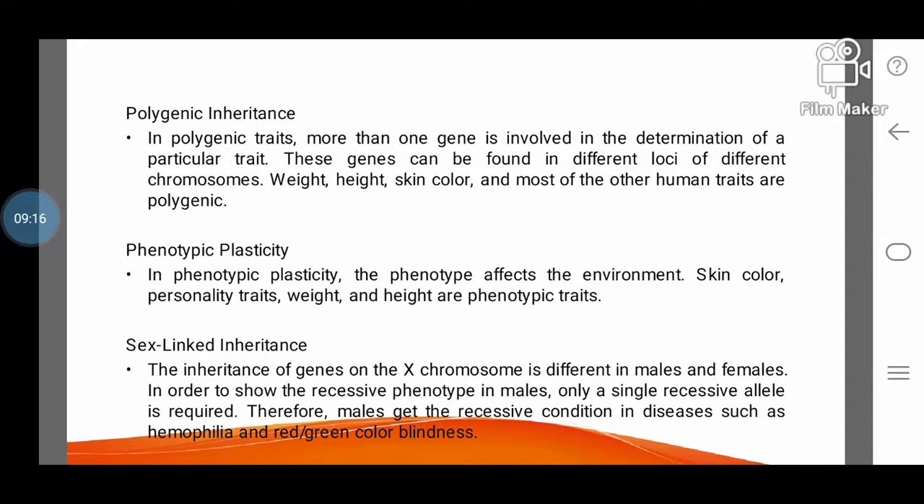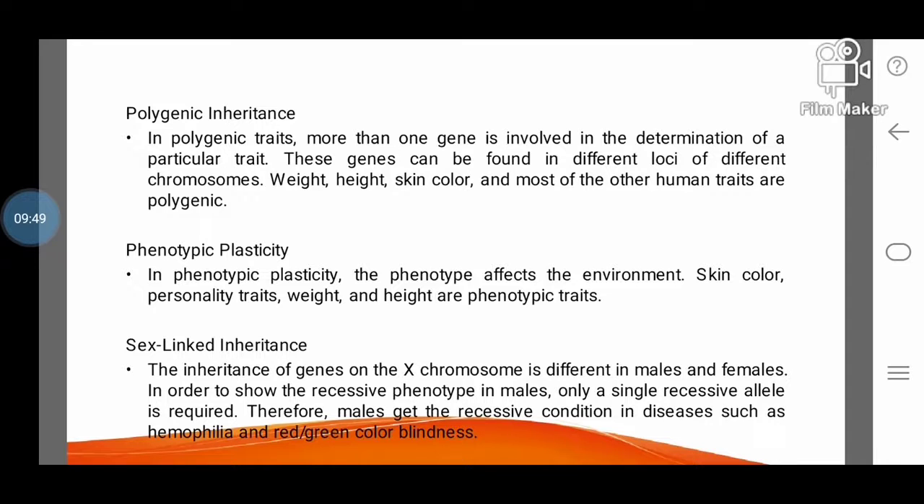While in sex-linked inheritance, the inheritance of genes on the X chromosome is different in males and females. In order to show the recessive phenotype in males, only a single recessive allele is required. Therefore, males get the recessive condition in diseases such as hemophilia and red or green color blindness.